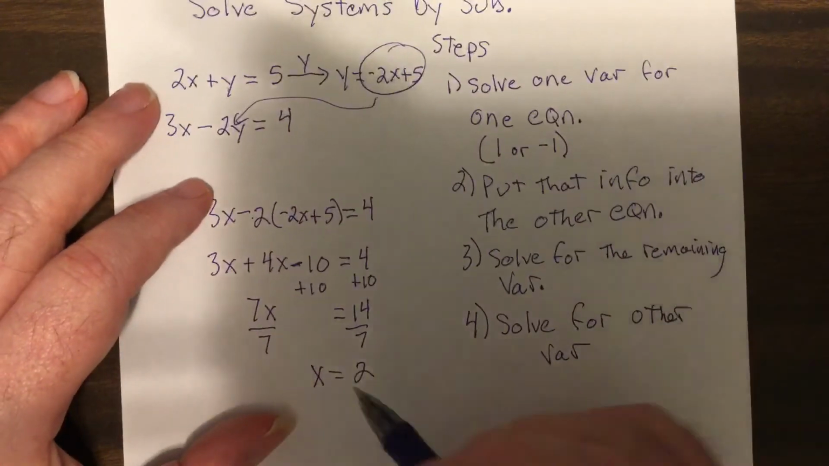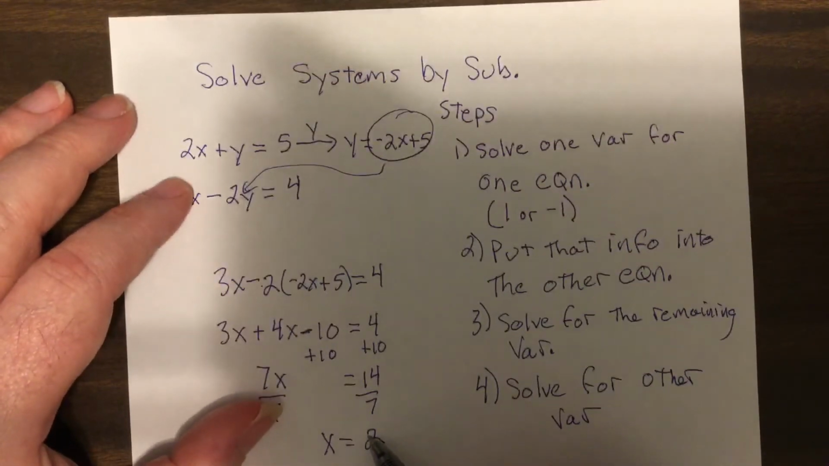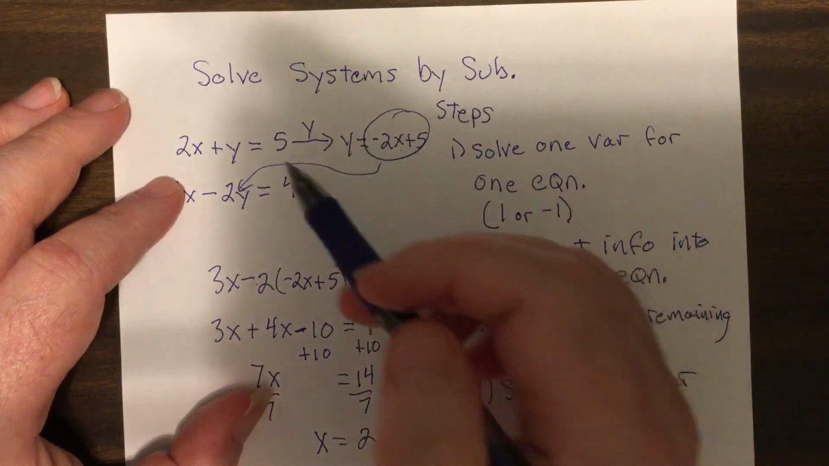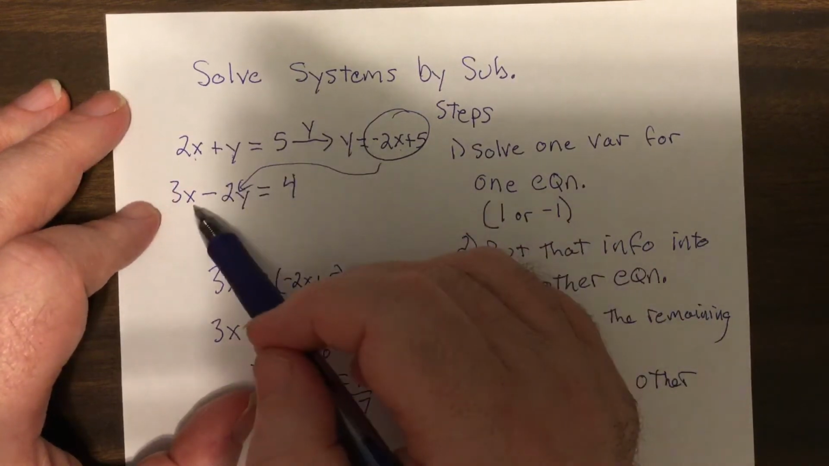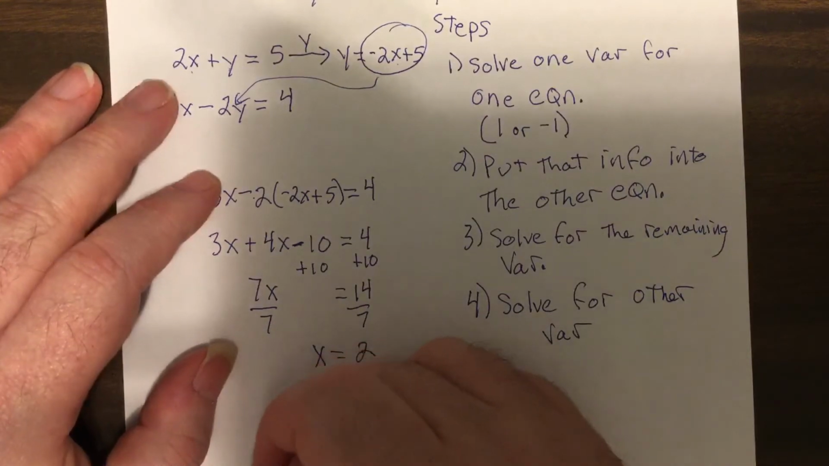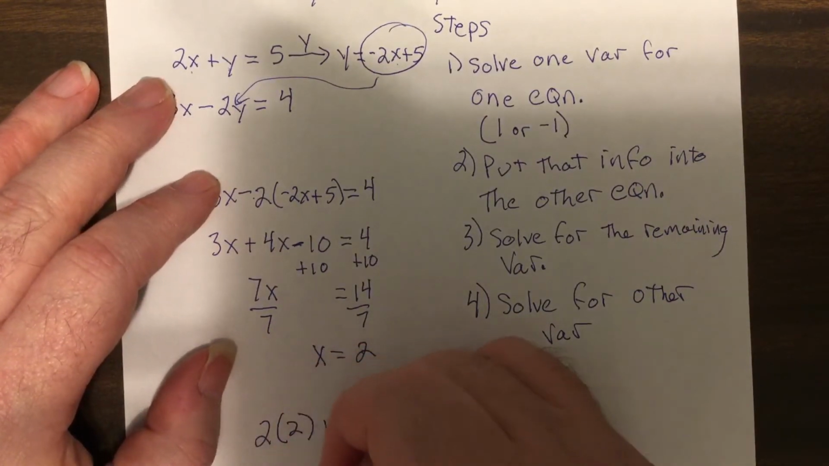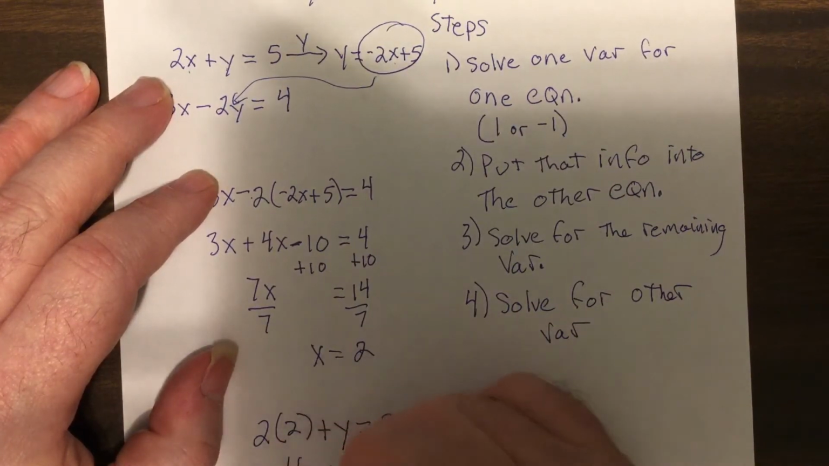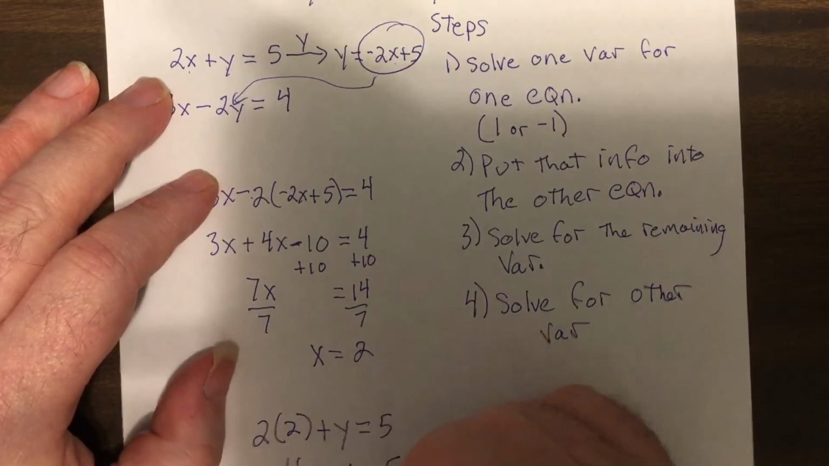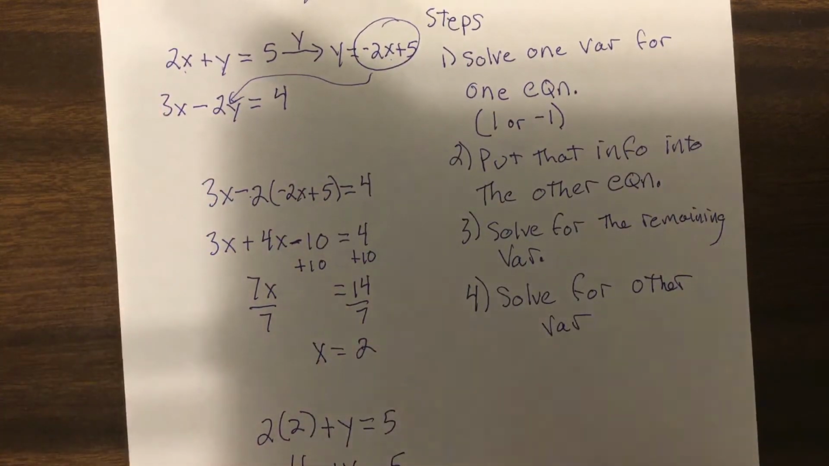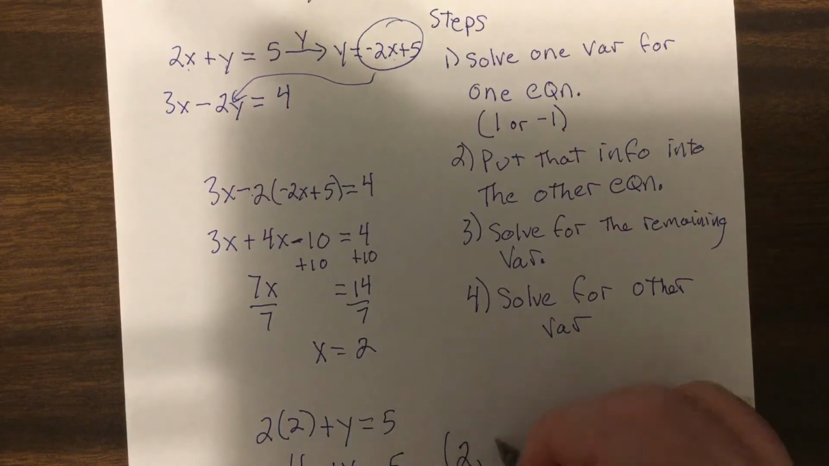So I'm going to take 2, and I'm either going to put it in this equation for x, this equation for x, or this equation for x. It does not matter. I'm going to put it into the first one. So this would be 4 plus y equals 5. Subtract 4, y equals 1. So I have 2, 1.